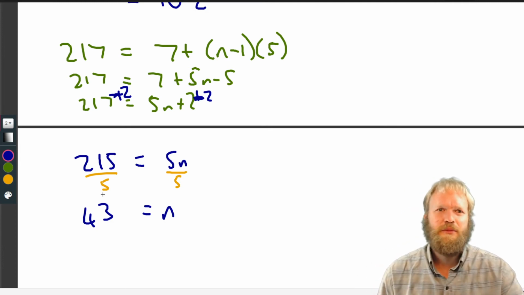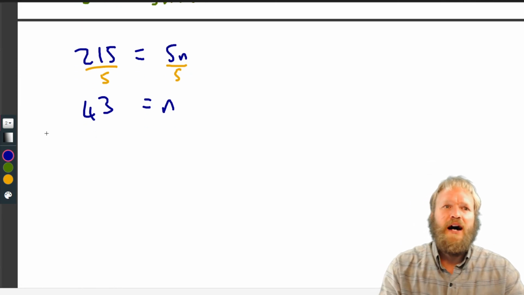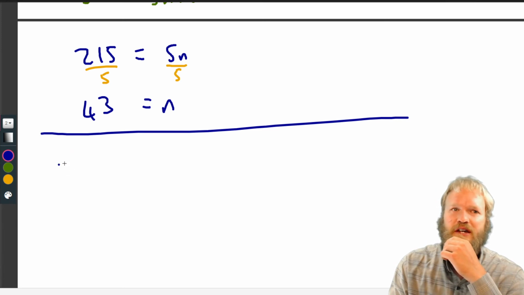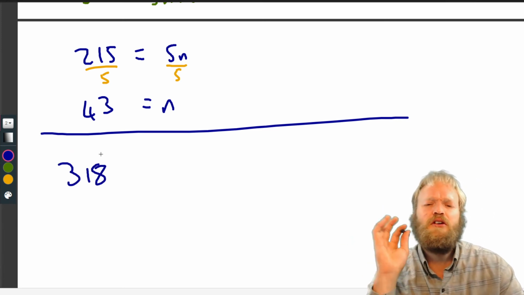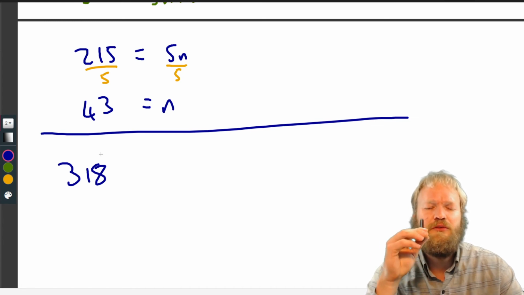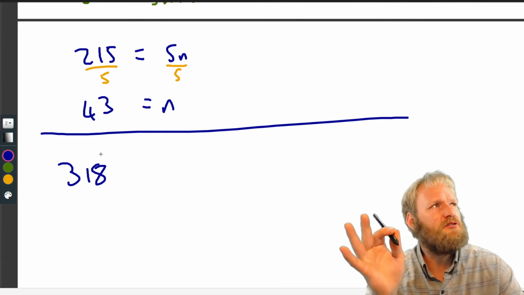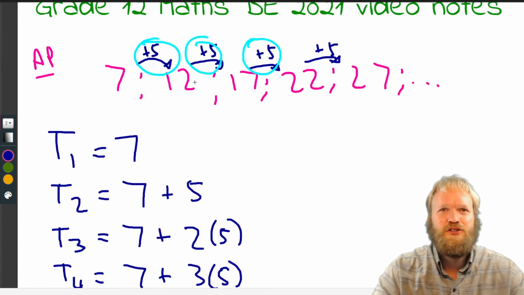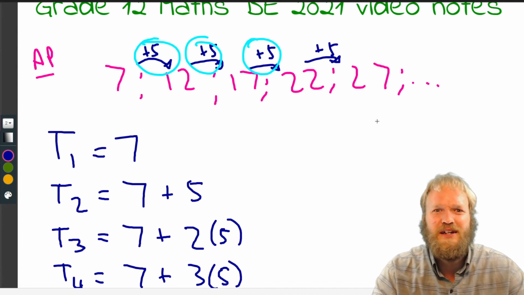Okay, last piece of the puzzle for this little bit is: why is 318 definitely not going to be a term in this sequence? I can think of a few ways to describe why. The most basic is, have a look, 7, 12, 17. It's always like 7, 2, 7, 2, 7, 2. Where would that 8 suddenly come from?